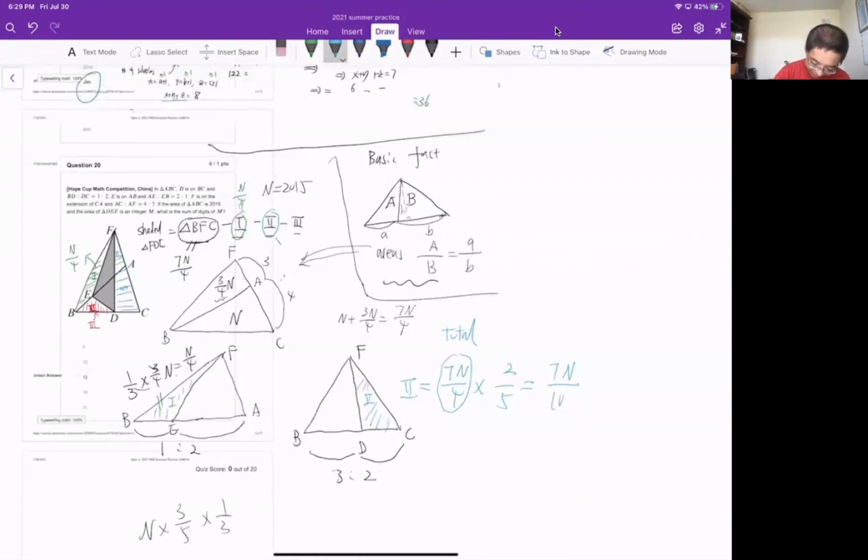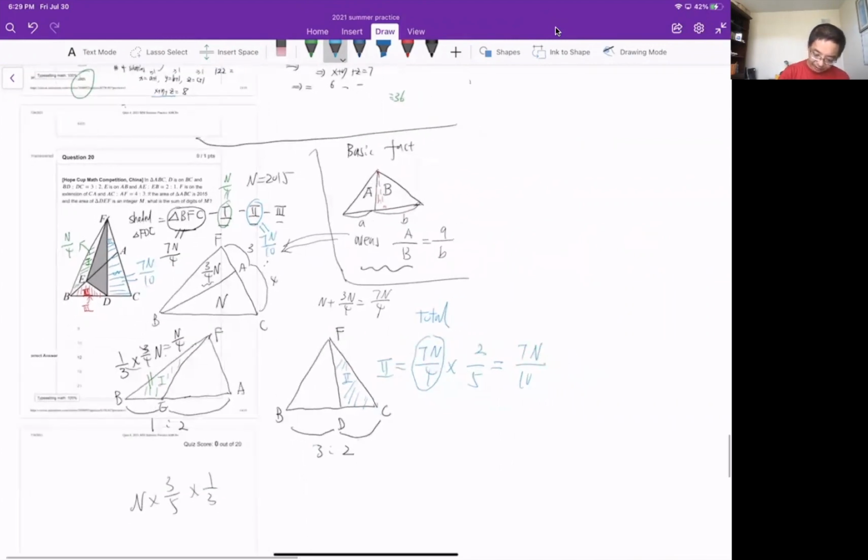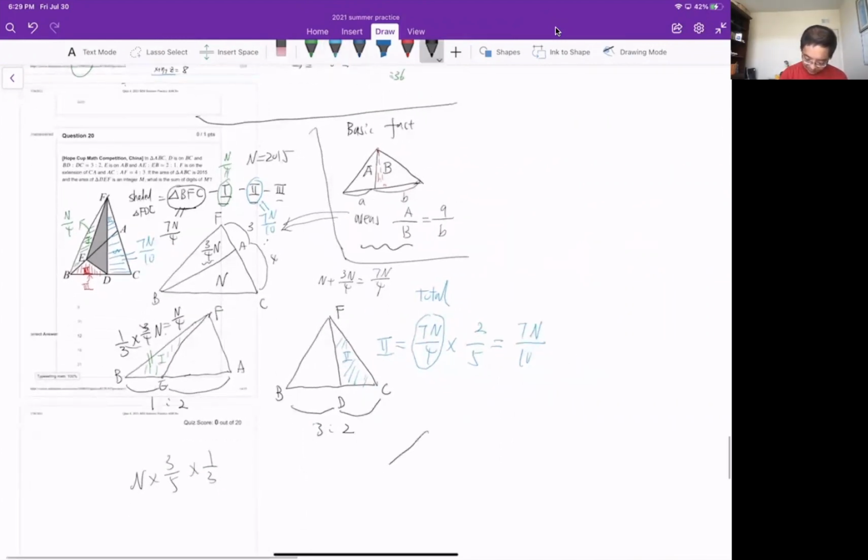Okay, so then we get this part, right? So this part will be 7N over 10. Okay, so it's 7N over 10. All right, now let's calculate the red part. Here we have, this is A, this is B, and this is C, here this is D, and this is E. All right, now what we need to calculate is this red part.